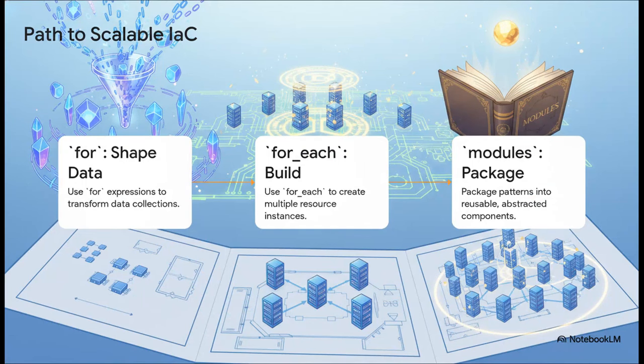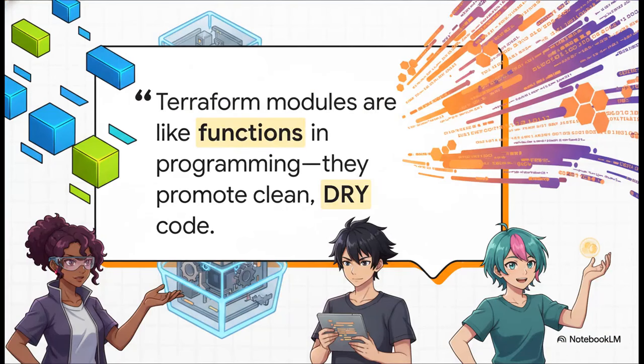So here it is, the path to truly scalable infrastructure. It's 3 simple steps. 1. You start at the micro level, using a for expression to shape your raw data. 2. You move to the meso level, using for each to build multiple consistent resources from that data. And finally, 3, you package that whole repeatable pattern into a module. That's the macro view, so it can be reused forever. Micro to meso to macro. Shape, build, package.